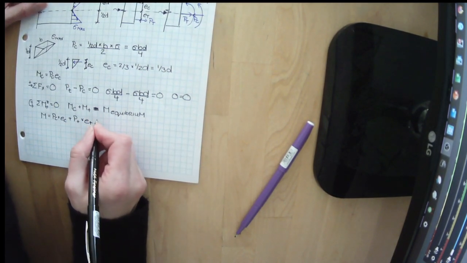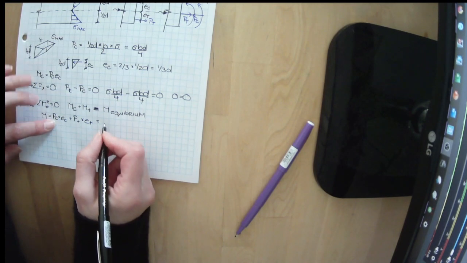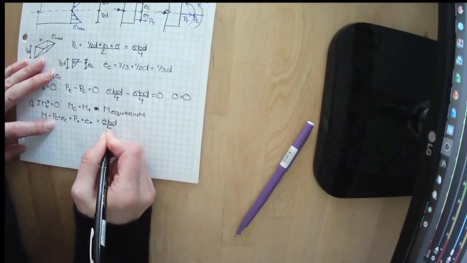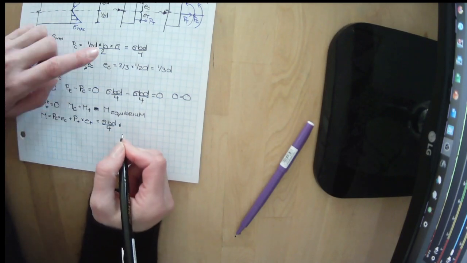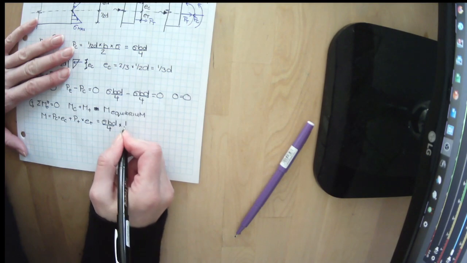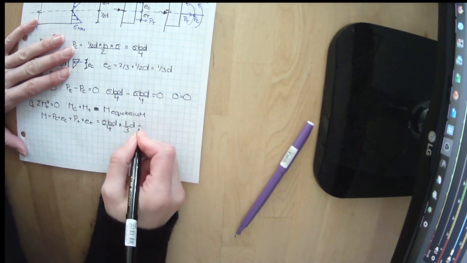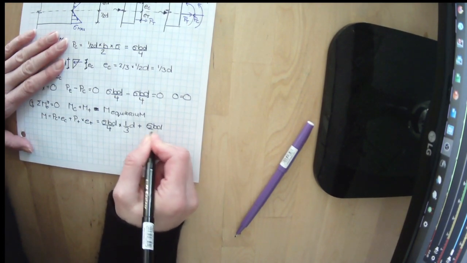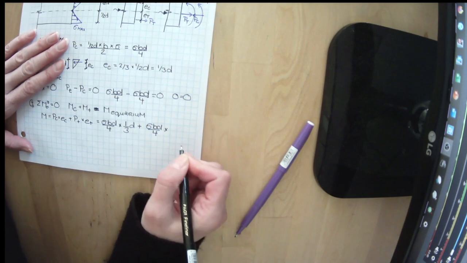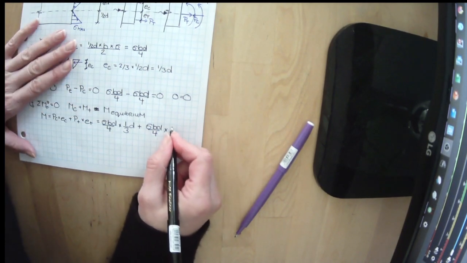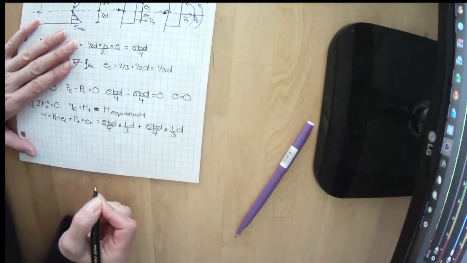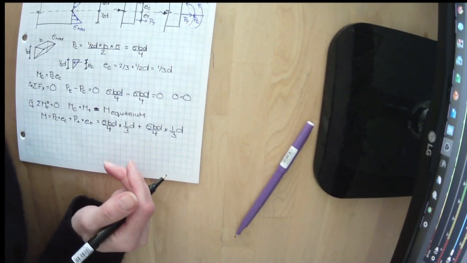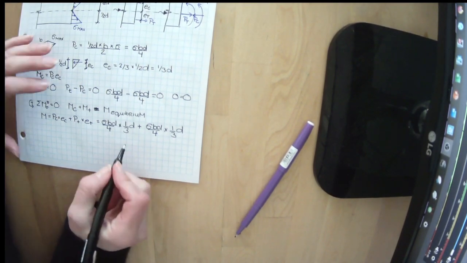So we have PC, which was stress BD divided by 4, times EC, or 1/3 D, plus PT, stress BD divided by 4, times ET, or 1/3 D. So we have a bit of a messy equation right there. Let's take it down and do it step by step.